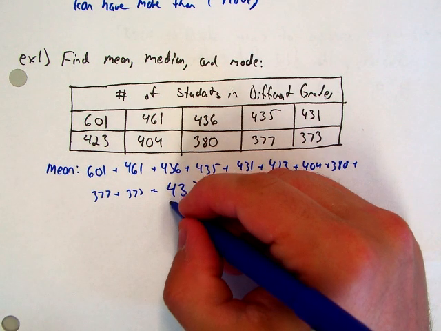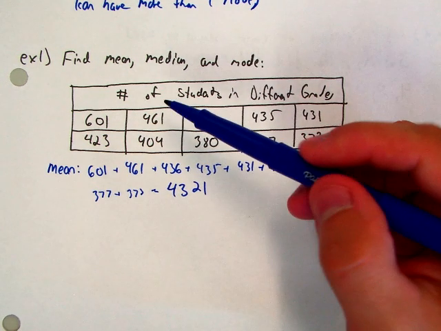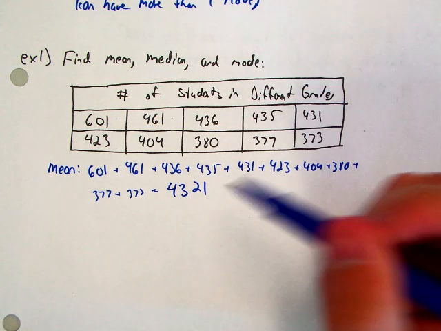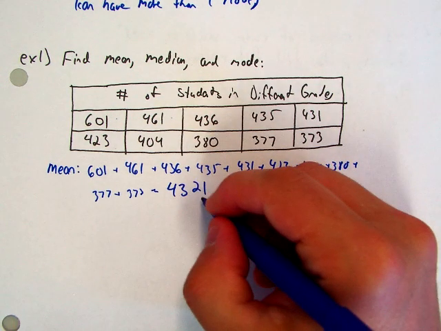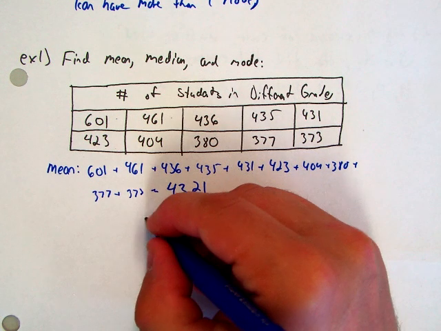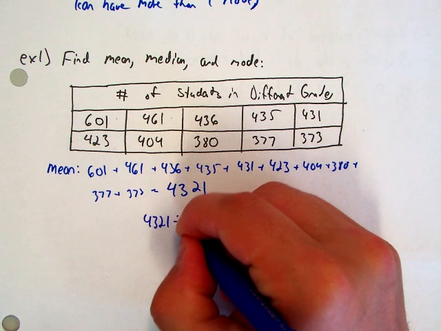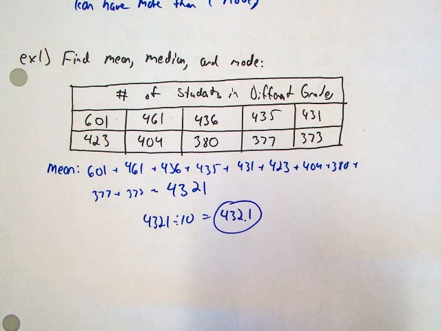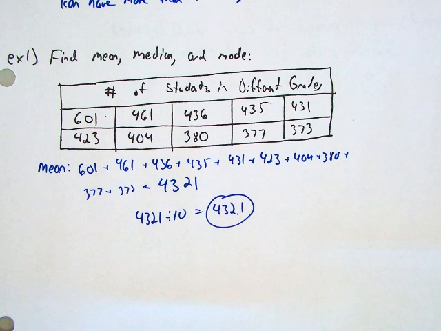I then want to take this number and divide it by however many data points there are. So 1, 2, 3, 4, 5, 6, 7, 8, 9, 10. So I'm going to do 4,321 divided by 10, and that gets me 432.1. So that's the mean.